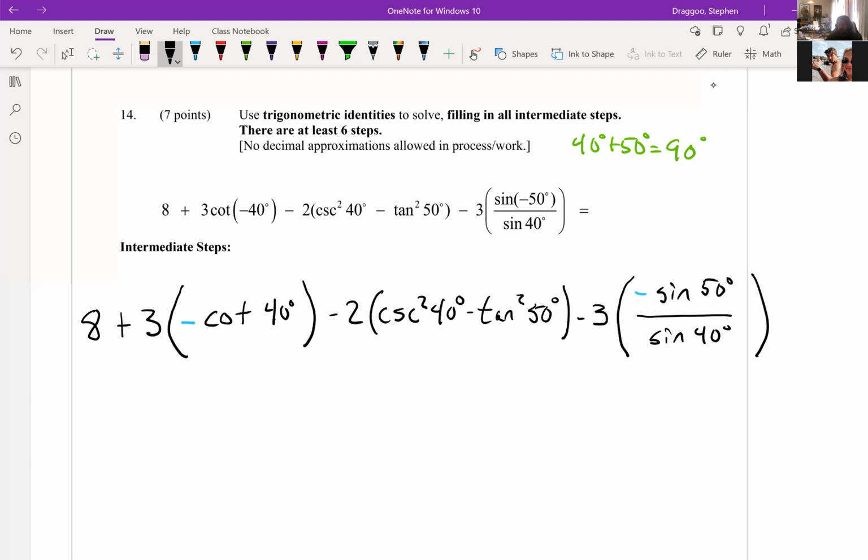Now that I have all of my angles changed to a positive angle, I'll need to convert them so that all of my angles are the same angle. I have 5 trig functions. 3 of them have a 40-degree angle. 2 of them have a 50-degree angle. So I'm going to change all of my 50-degree angles into 40-degree angles. That'll be step number 2.